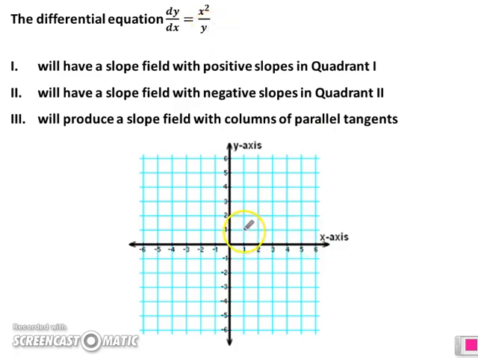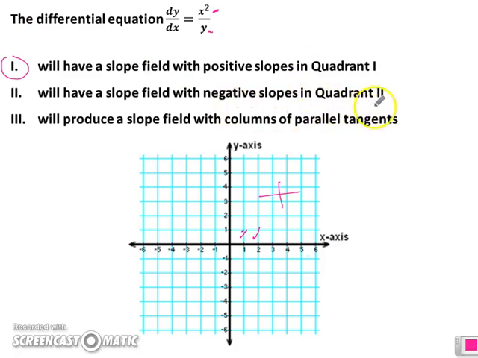So if we go with the point 1, 1, then we're going to have 1 squared over 1. That's positive. If we go with the point 2, 1, we end up with 4 over 1. So that's also positive. It's really steep. Notice that it's always going to be positive in the first quadrant because this is always positive and then this is always positive. So that one's good.